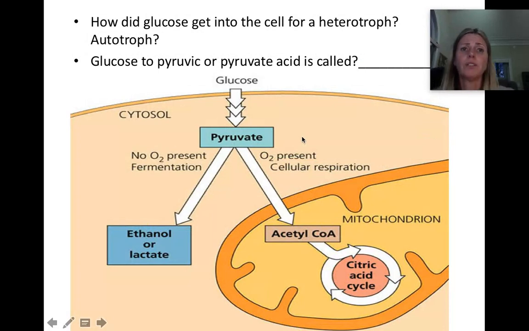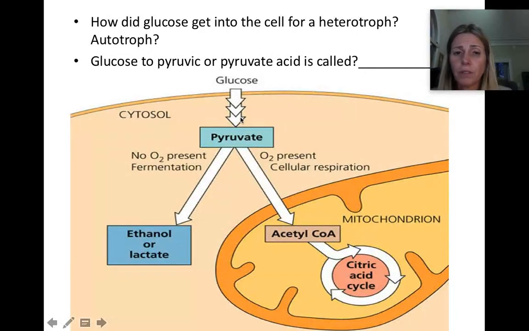So how did glucose get into the cell for a heterotroph or an autotroph, right? So if you're an autotroph, how did you get sugar? If you said made it, perfect. If you said heterotroph, they have to consume it, correct. So the whole point behind plants making sugar is so they can use it in their own mitochondria to make their own energy. So when we look at our glucose, we see glucose goes into the cell, right?